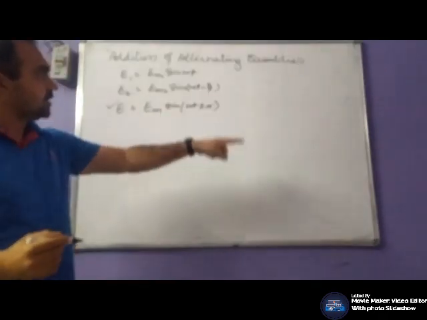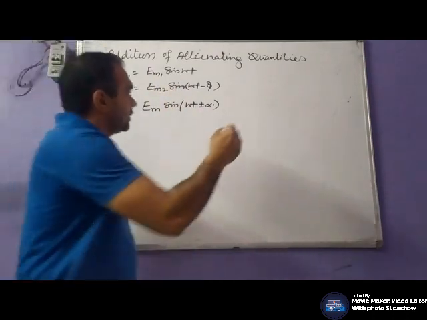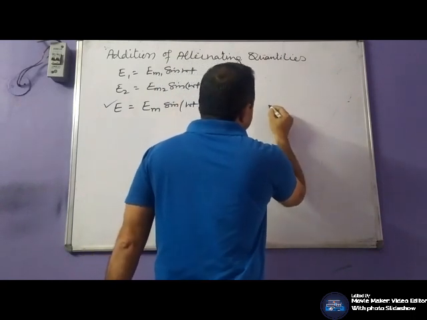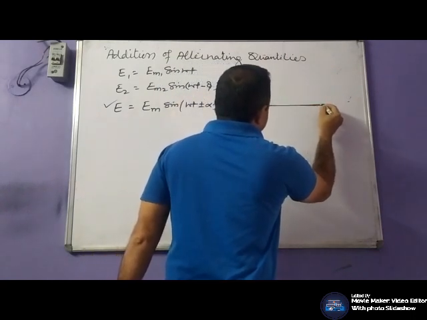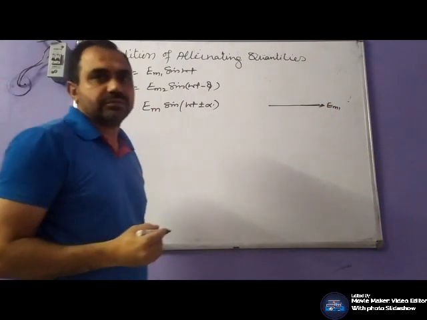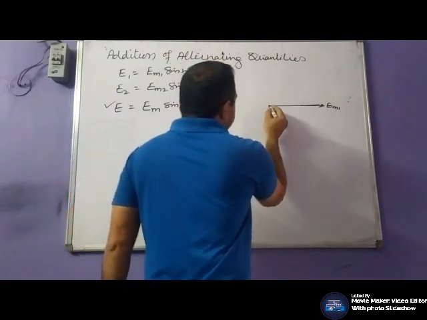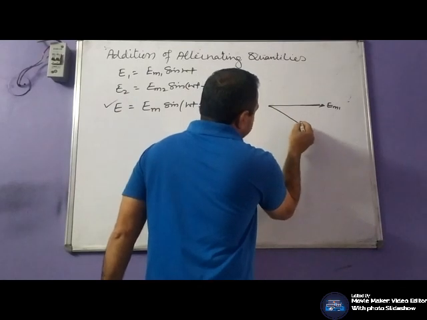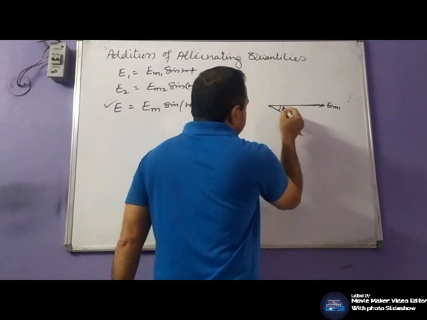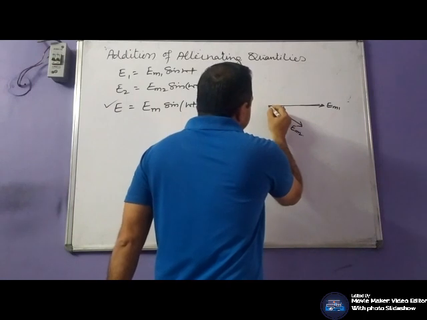So that can be added up with the help of our phasor diagram. Just draw the phasor representation. This is E1, represented by their maximum values Em1. This one, Em2, is lagging by phase angle of phi. Let this be Em2 and this angle is phi. What would be the resultant?